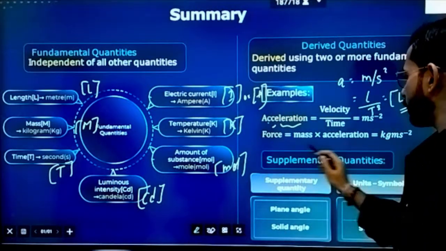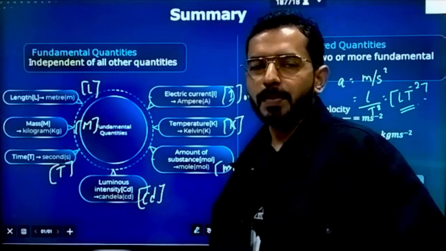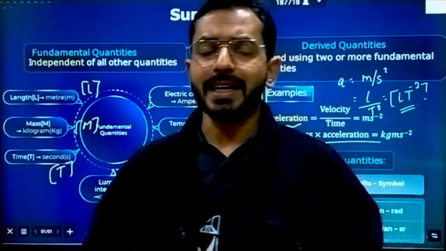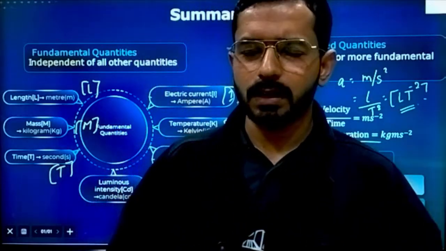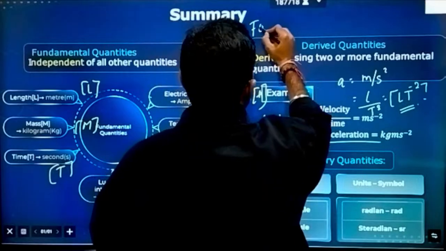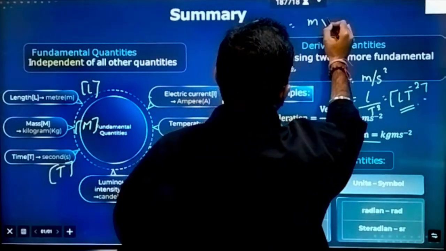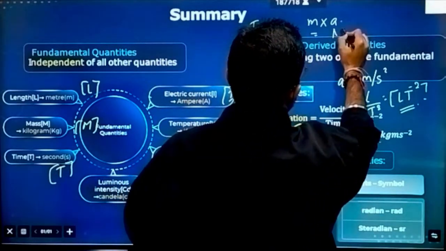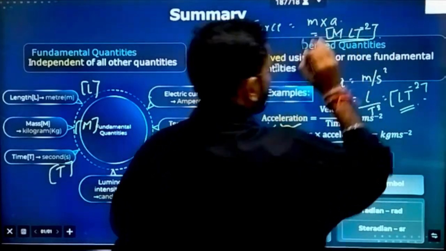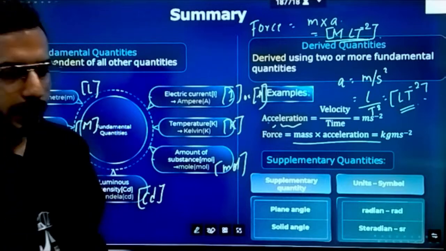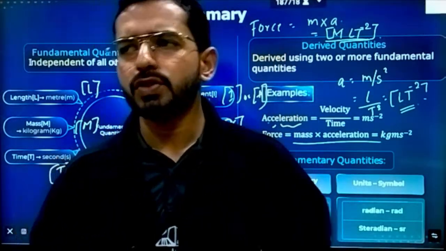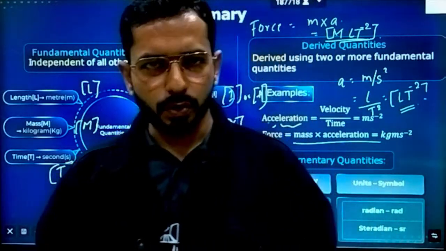Let's suppose you want to represent force. Some basic dimensional formulas, like for force and for energy, you should remember directly. But apart from that, if you have to write force, I will write mass into acceleration. Mass is represented as M, acceleration as LT minus 2. So the dimension of force is MLT minus 2. Let's suppose you have to write energy. How will we write it? We should know only the formula.